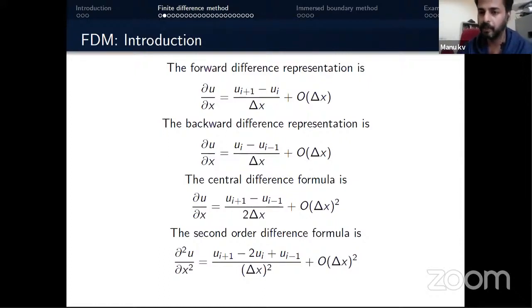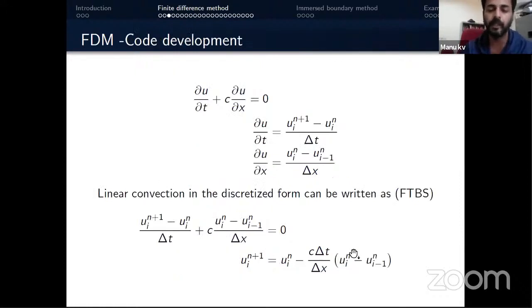In fact, in the Navier-Stokes equation, the highest derivative is second. So we can look at the second order difference equation, partial square u by partial x square, which we can discretize using these expressions, and all these expressions we can obtain from the Taylor series expansion. This is the expression for the second order difference. Now let's try to reach the Navier-Stokes equation step by step.